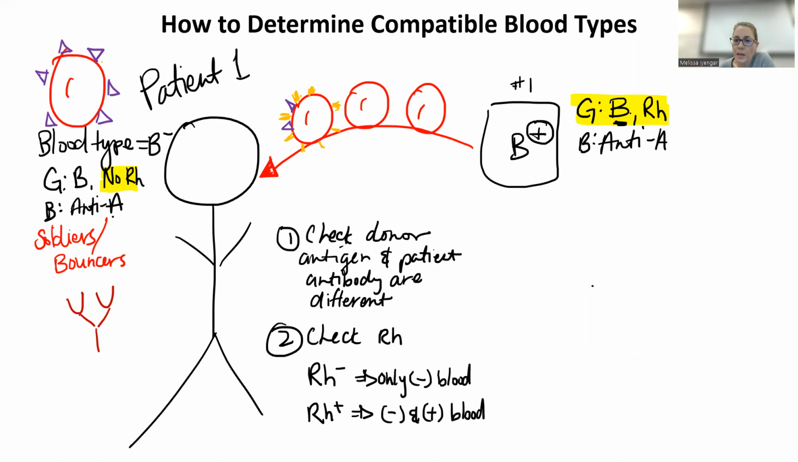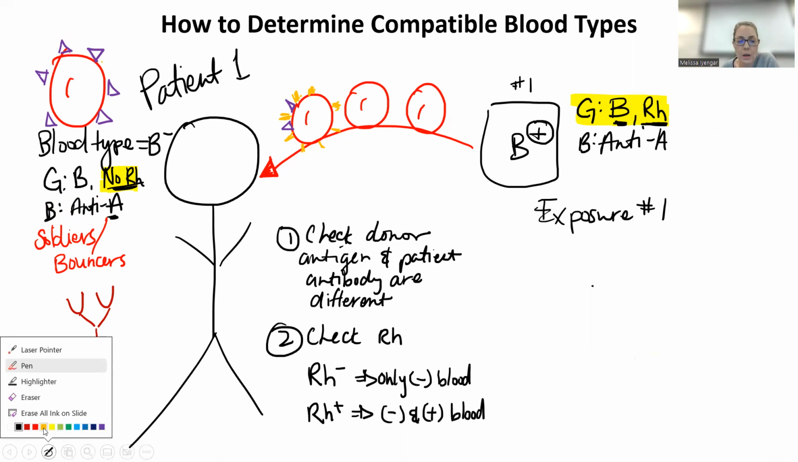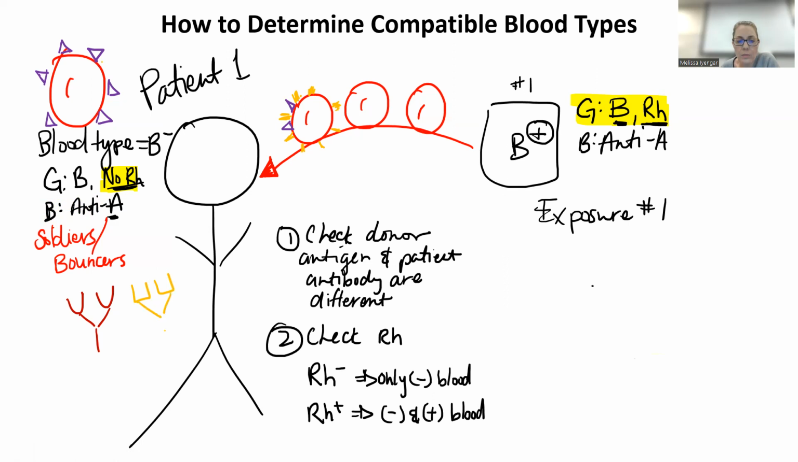So we see that B and A don't match. That's perfect. But now we have the problem that we have this Rh, and that Rh has never been seen by the body before, okay? So exposure 1 is going to result in the body creating new antibodies now.